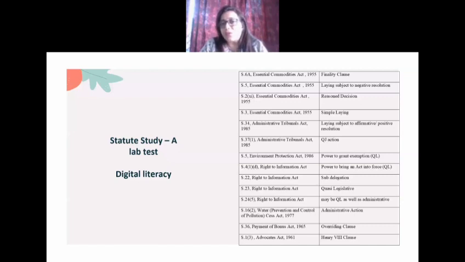This is like a match the following. They had to match it, and they had to do it in the computer lab, in the cyber lab. So the students had to be taken to the cyber lab, depending on the number of systems that we have, 20 to 30 students at a time. And then you give them the match the following sheet, and then they have to immediately search and find out what is the type of section that this is. Is it an overriding clause? Is it a Henry VIII clause? Is it about simple laying? Is it about laying subject to negative resolution?